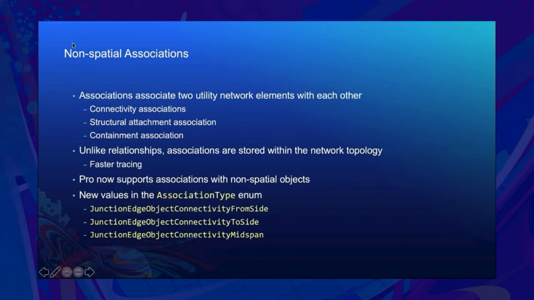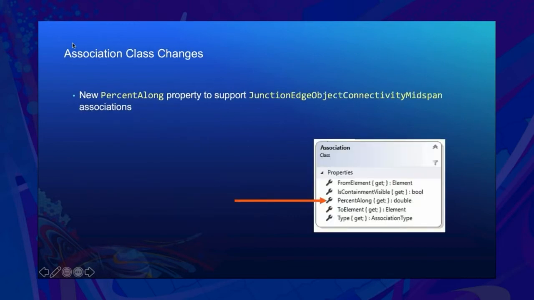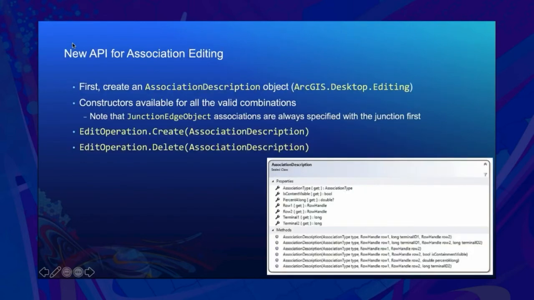We now support associations with non-spatial objects. In particular, in addition to doing junction-to-junction connectivities for non-spatial junctions, you can also do an association between a junction and an edge object. And you can connect to the edge object's from side, so that's the initial point of the edge, or the to side, which is the end point of the edge, or alternatively to a point on that midspan. So we've added a %along property onto the association class to represent those midspan associations.